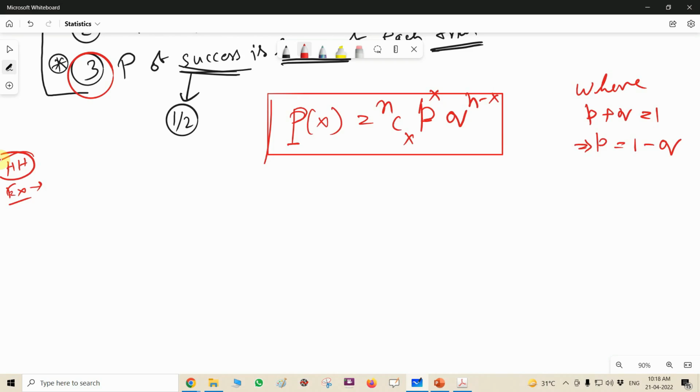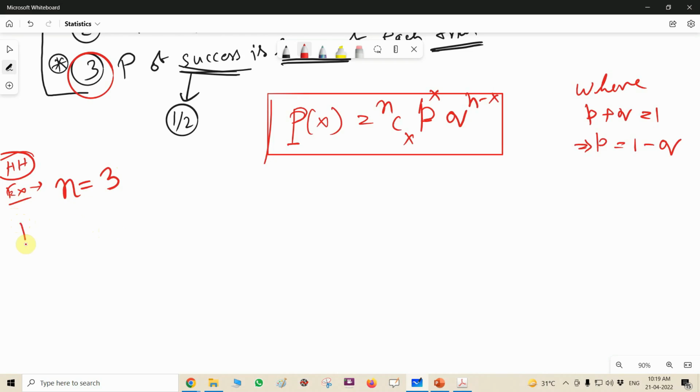ओके, सो व्हाट विल बी द एन हियर? हाउ मेनी टाइम्स आई एम डूइंग द टॉस? बोलो. 3 times. Okay.